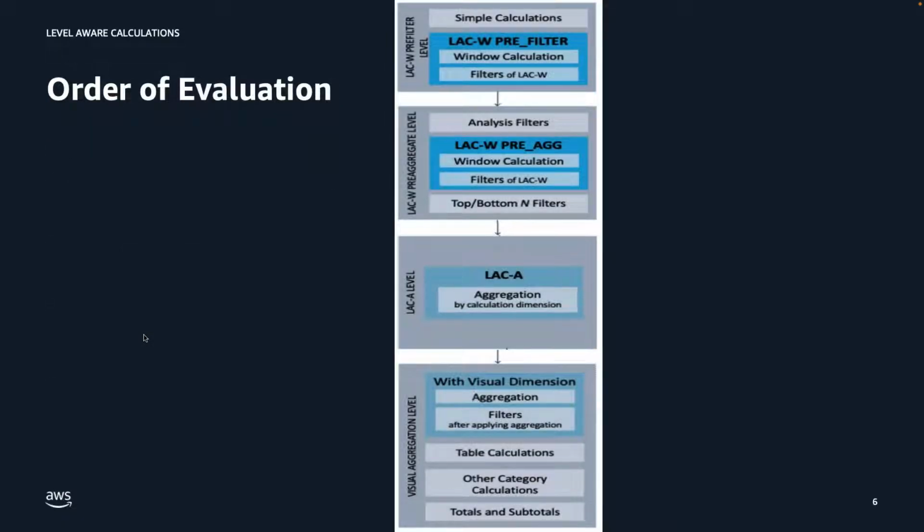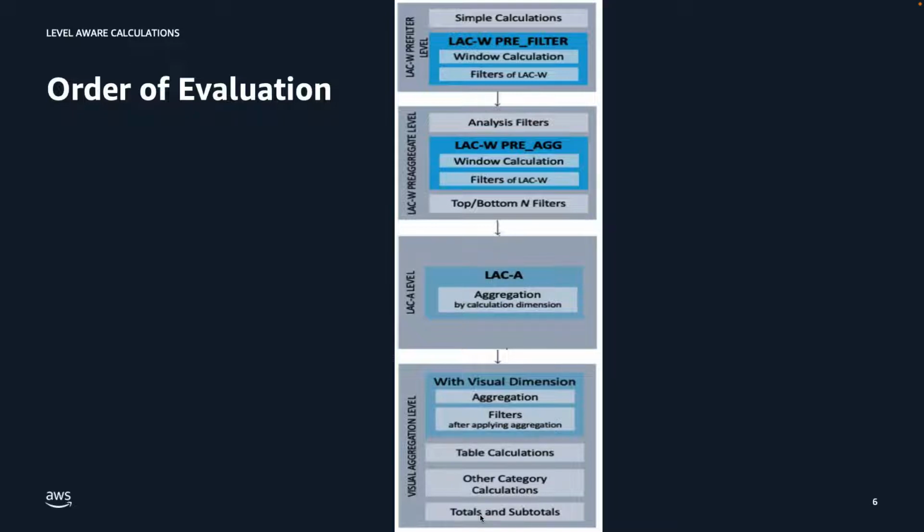So in terms of the order of evaluation, LAC-W functions are evaluated pretty early, right after simple calculations. And then any filters that you apply on top of those calculations would get evaluated. Beyond that come the analysis level filters. Then any LAC-W pre-agg functions that you specified get evaluated, so that happens after the analysis level filters. Any calculations that you specify on top of those pre-aggs come next, followed by the top and bottom N filters. The LAC-A calculation happens after this, right? And then the aggregation happens at the visual level, filtering happens at the visual level, and so on and so forth. So this is something you need to keep in mind when you're deciding which calculation to use.